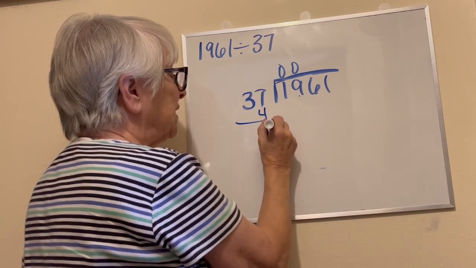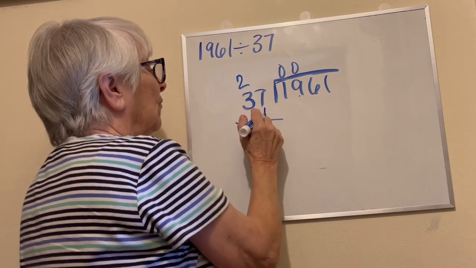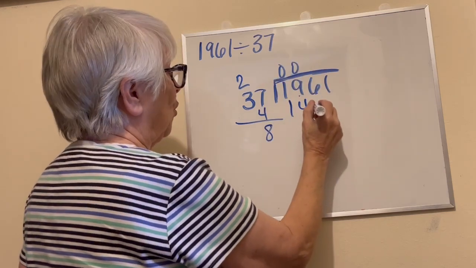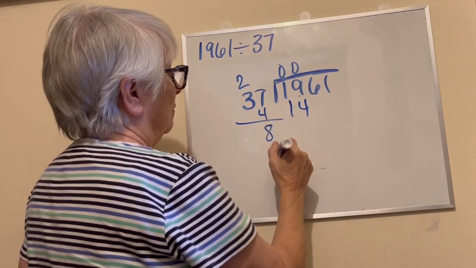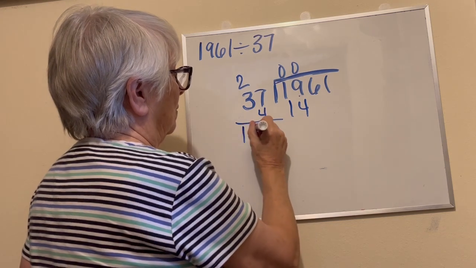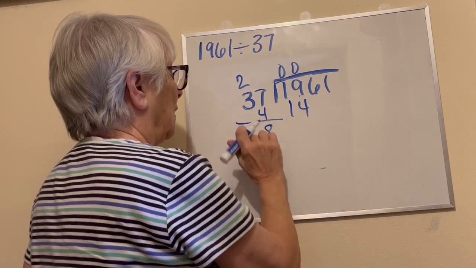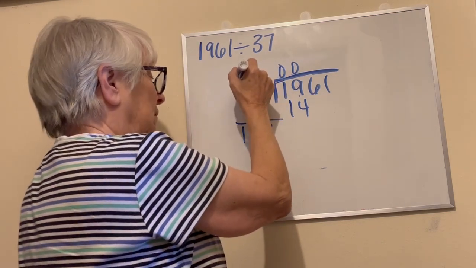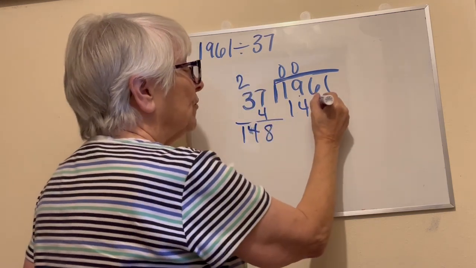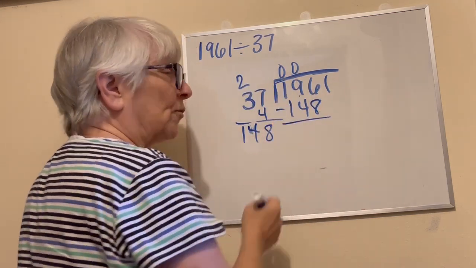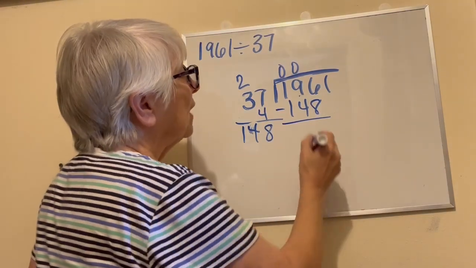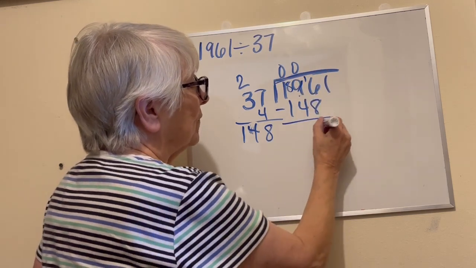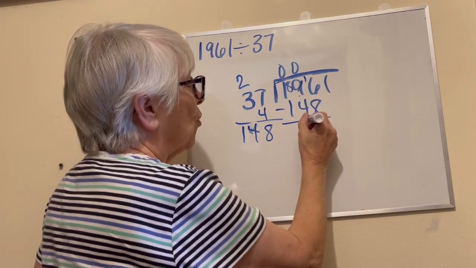4 times 7 is 28. 4 times 3 is 12, 13, 14. I'm not going to write the 4 up yet. I'm going to see if it works. I forgot to write the answer. 4 times 7 is 28. 4 times 3 is 12, 13, 14. So it's 148. And I'm going to subtract. That's smaller than 196. It's not too big. So I borrow. 16 minus 8 is 8. 8 minus 4 is 4.